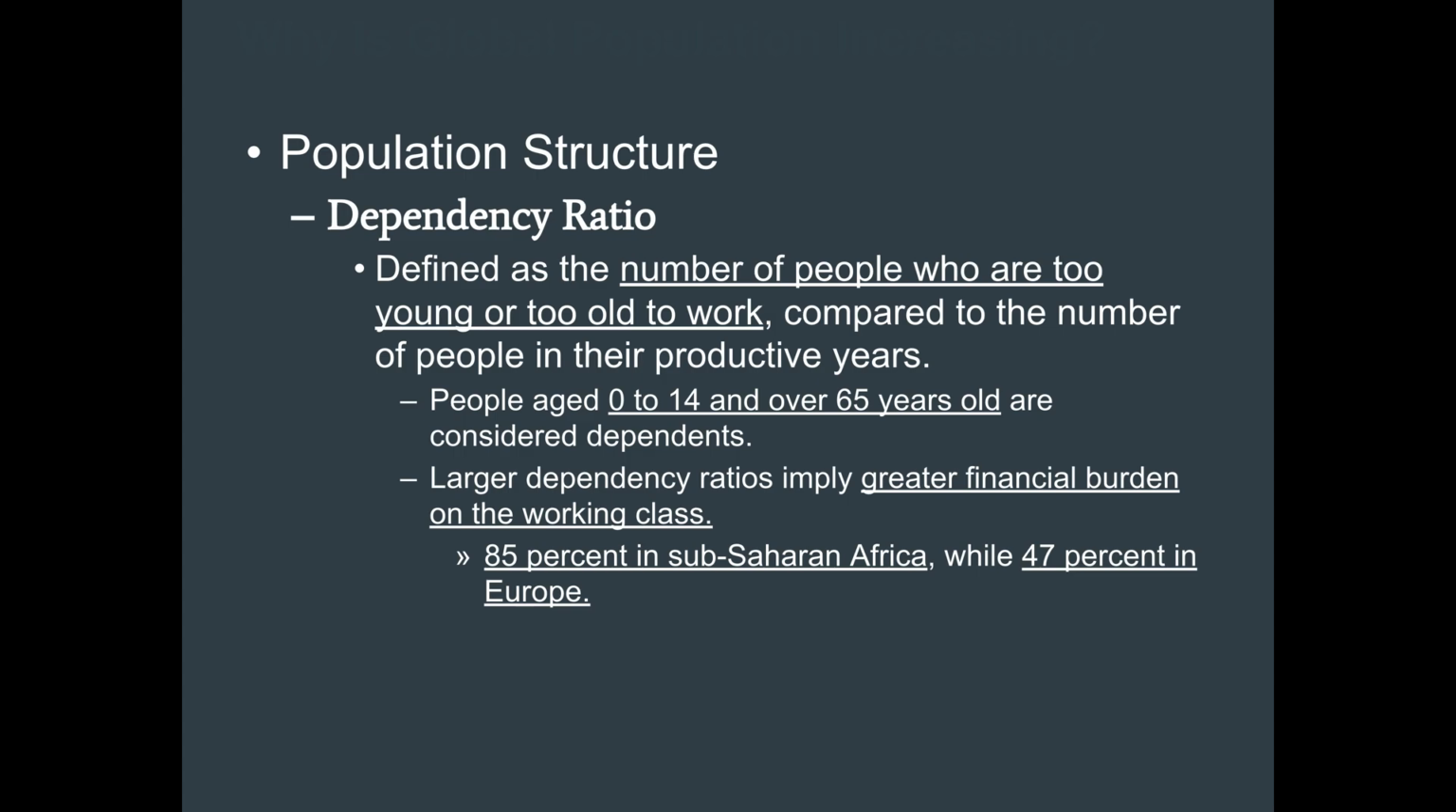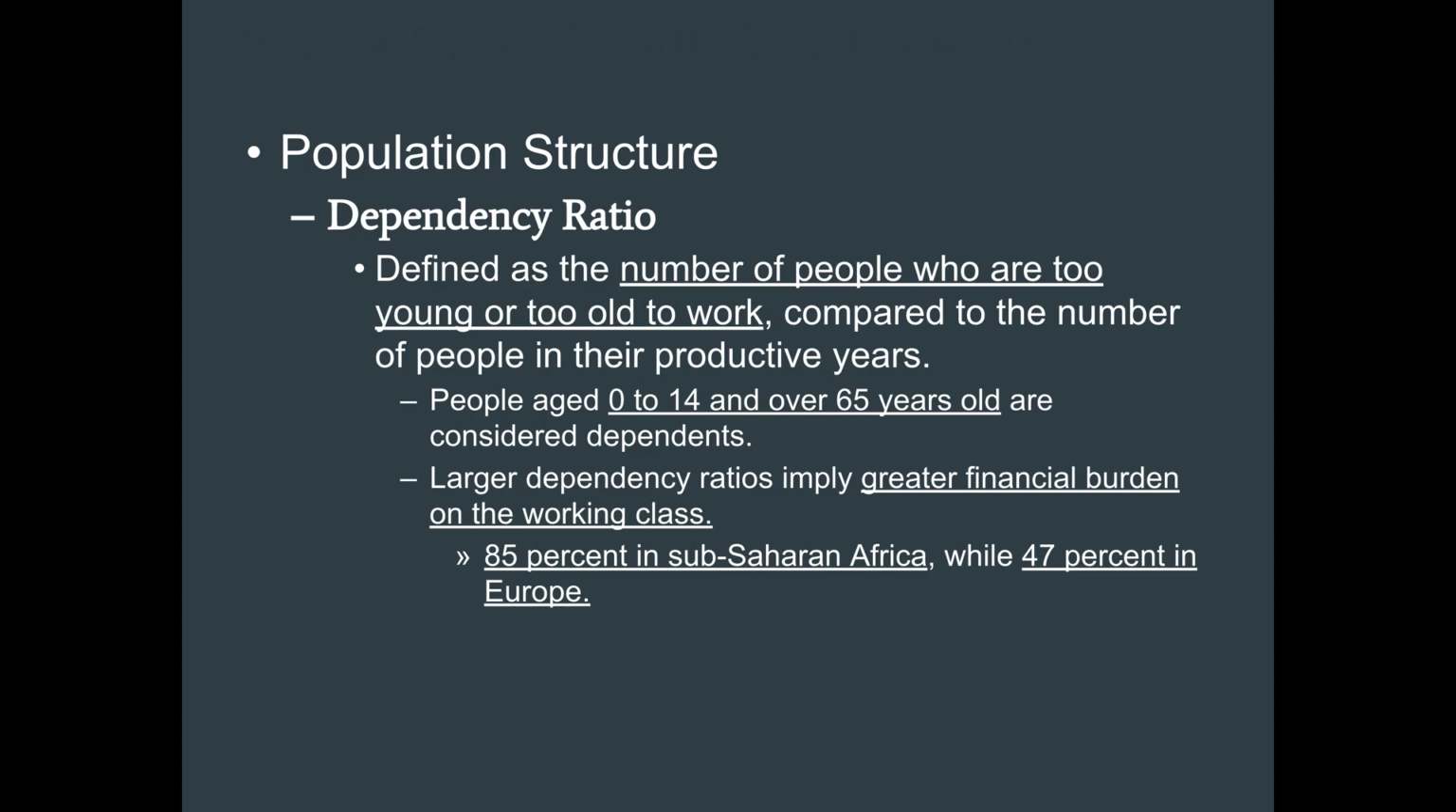Something else that we didn't cover in class, but that is important, is that the population pyramid also shows us the dependency ratio. That's just the number of people that are dependent on the overall population, so the number of people that are too old or too young to work, compared to those who are in the productive years. That is generally people that are 0 to 14 and 65 and older.